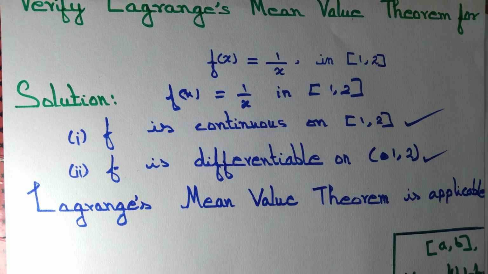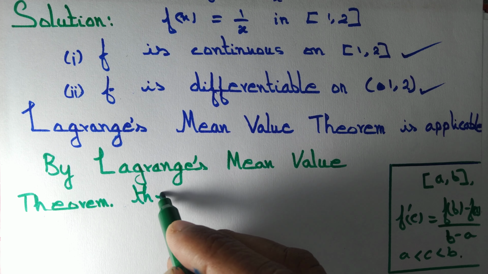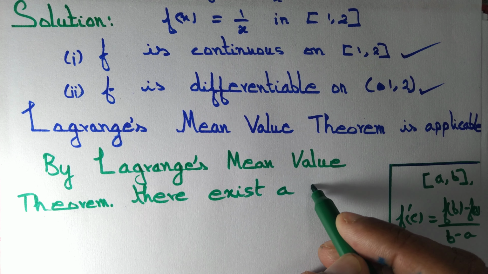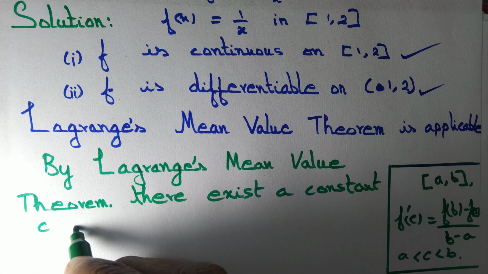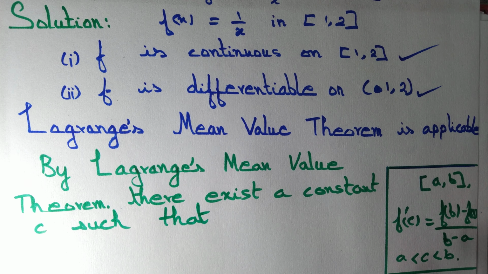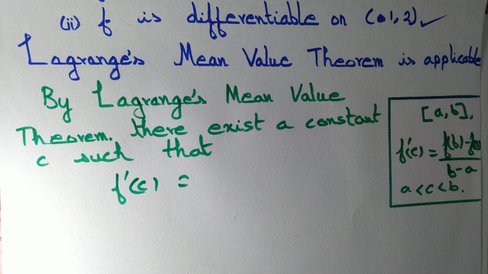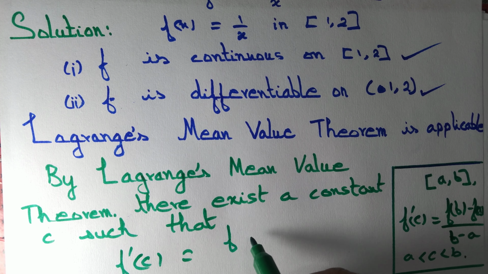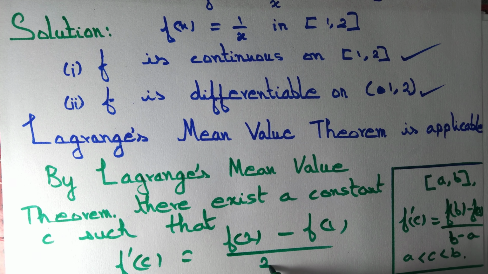So we should be able to find a constant c such that, by Lagrange mean value theorem, there exists a constant c such that f'(c) equal to (f(b) minus f(a)) by (b minus a). What is f(b)? f(2). f(2) minus f(1) by 2 minus 1.